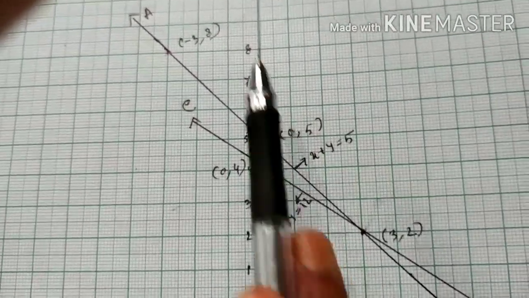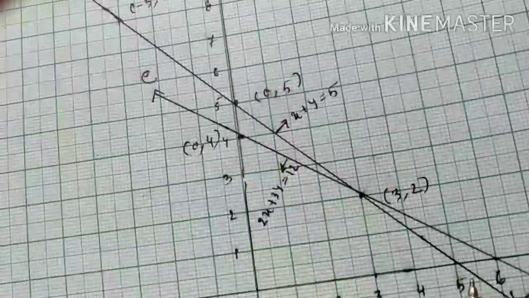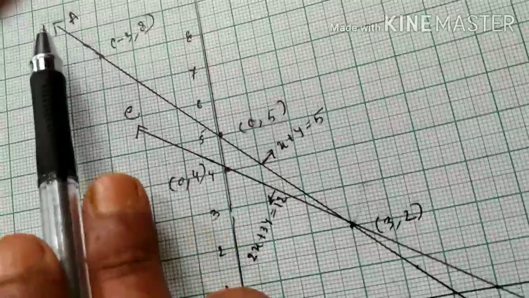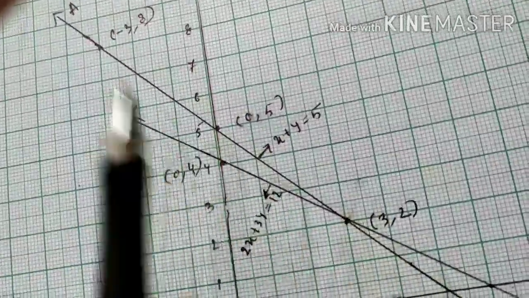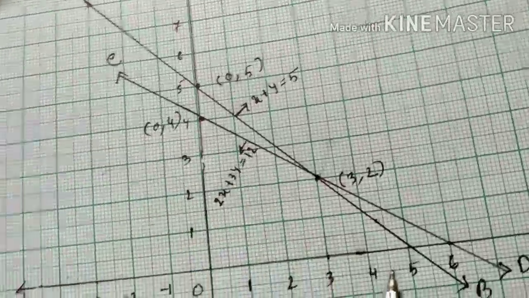And then you have to write AB. You have to give the name AB. It is the line. It can be extended on both sides.